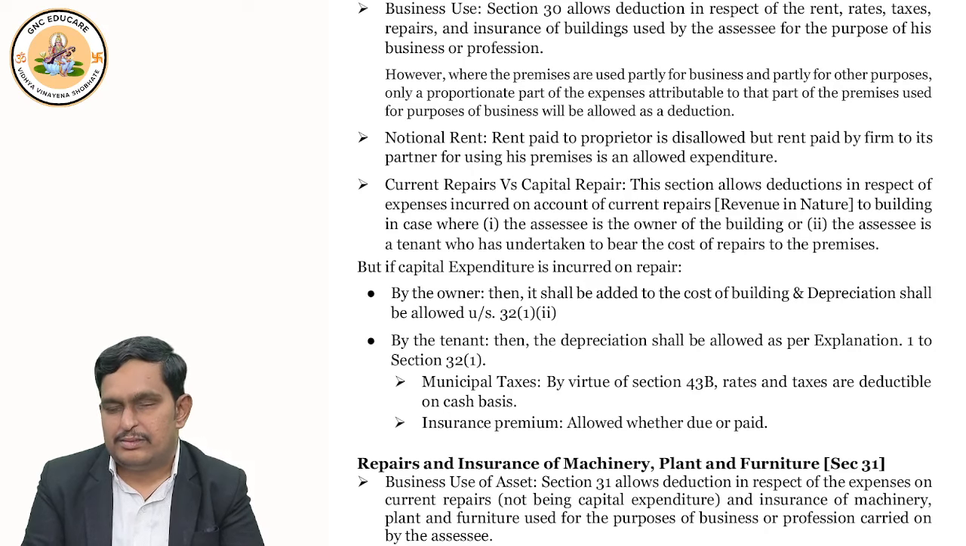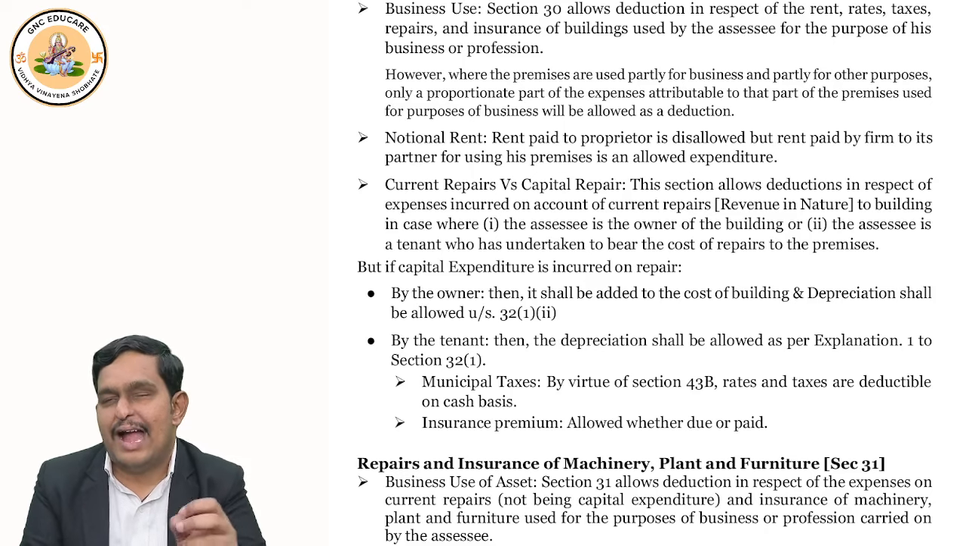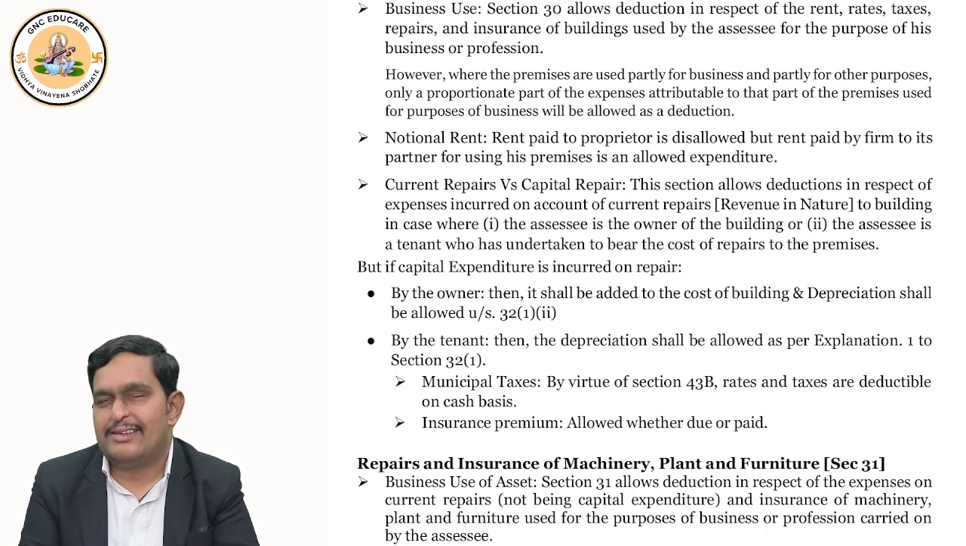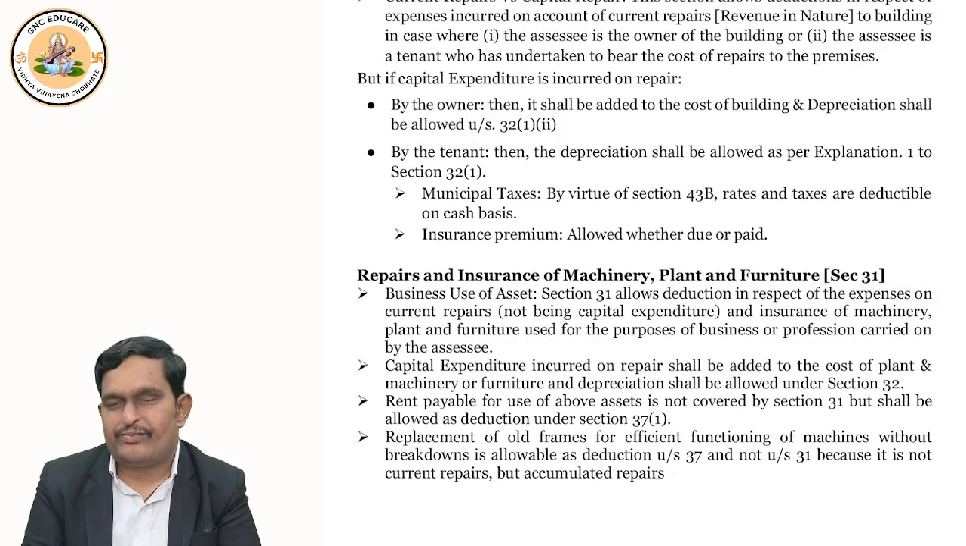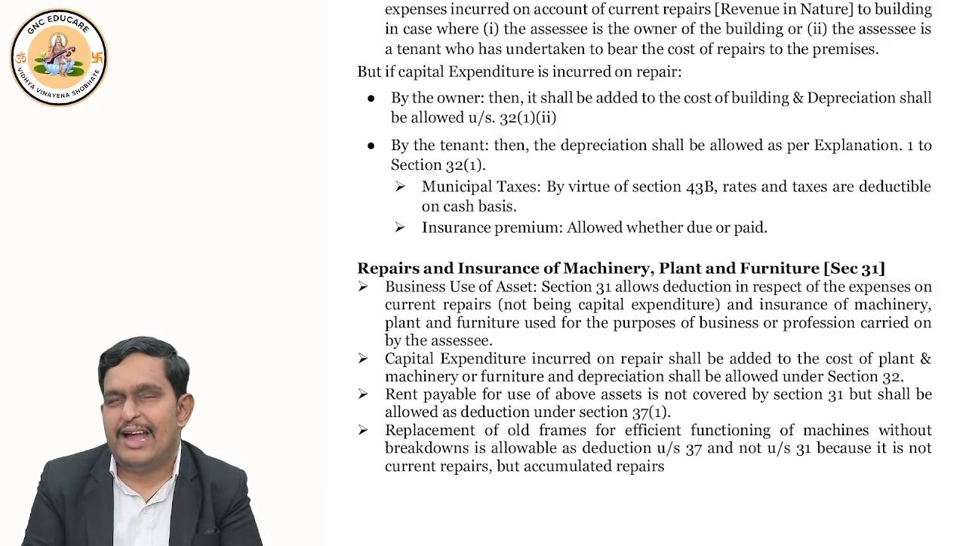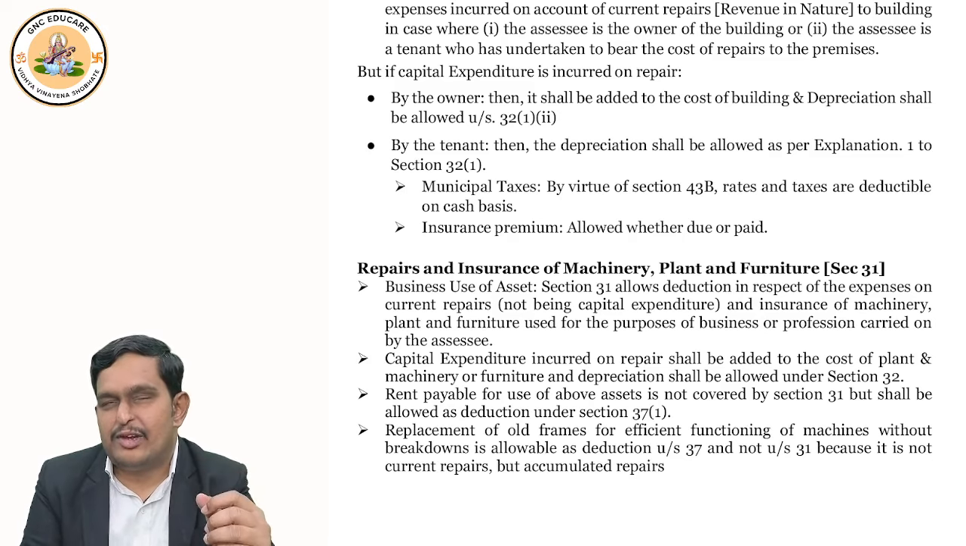Now, let's come to the next topic, and that is repairs and insurance of plant and machinery and furniture. Section 31. What I said, repairs and insurance of plant and machinery and furniture. So if it is repairs, same story again. Current repairs, revenue repairs allowed as deduction here itself.